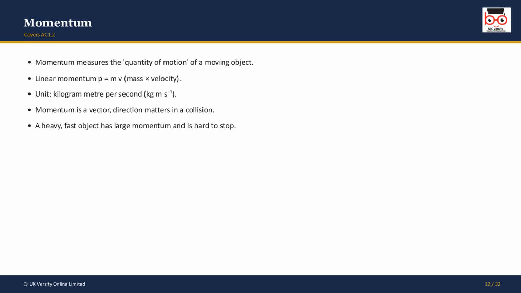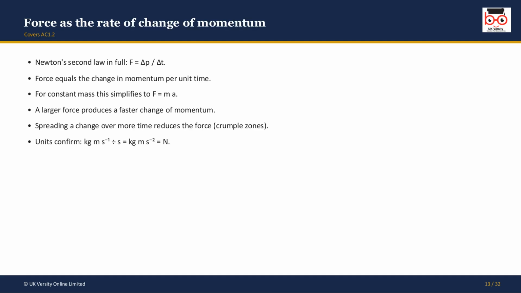A heavy, fast-moving object has a large momentum and is correspondingly hard to stop. This leads us to Newton's second law in its fuller form. Force equals the change in momentum divided by the change in time. In other words, force is the rate at which momentum changes. When the mass stays constant, this boils down to the familiar force equals mass times acceleration.